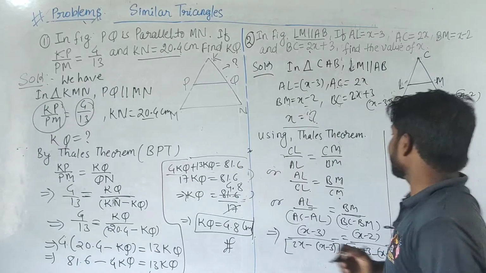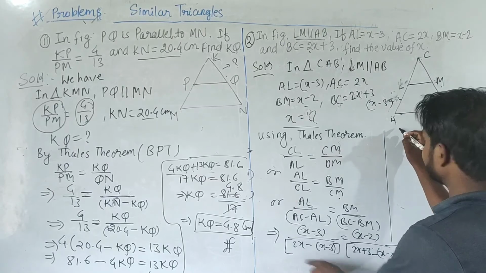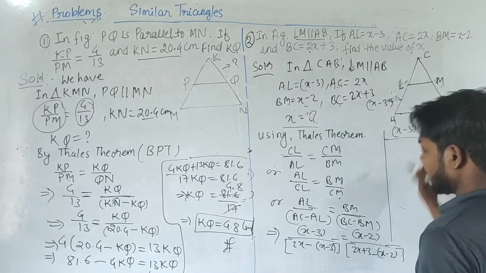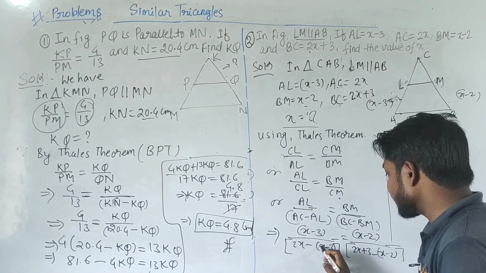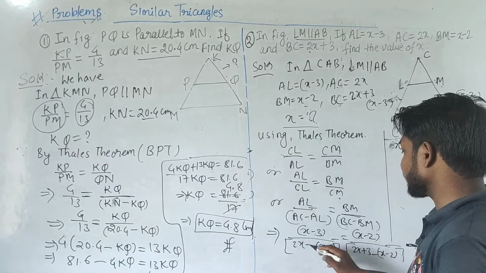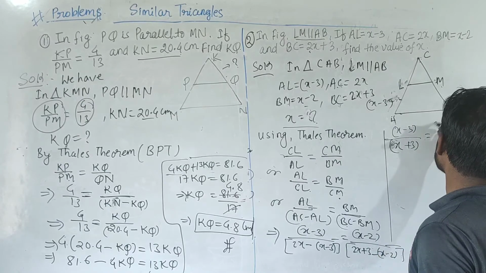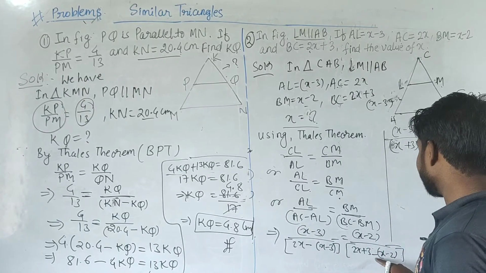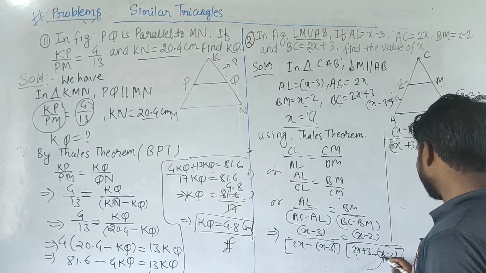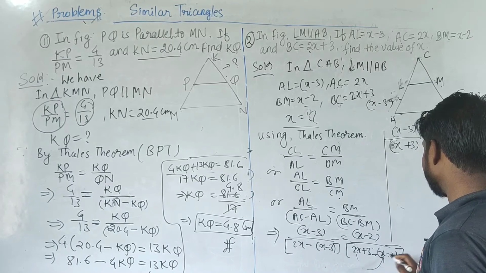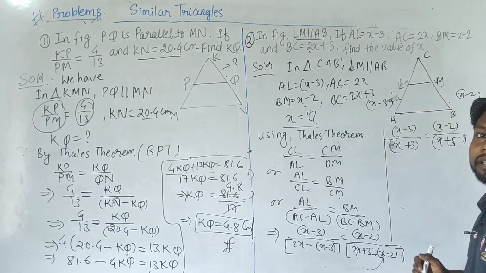Next step from here: it will become x minus 3 and 2x minus x, which is x, and minus minus 3 becomes plus 3, equal to x minus 2 over 2x minus x, which is x, and 3 plus 2 becomes plus 5. So next we will cross multiply.